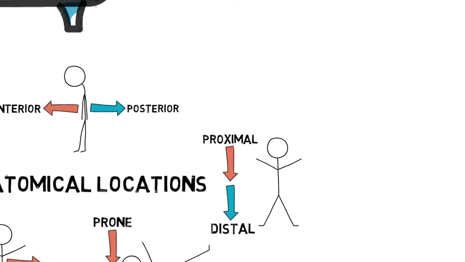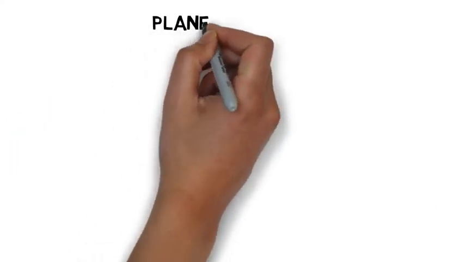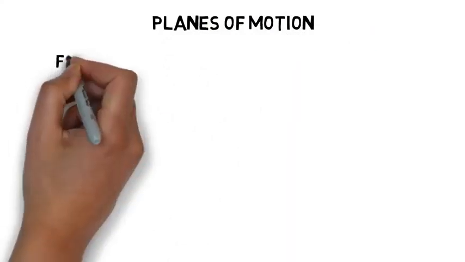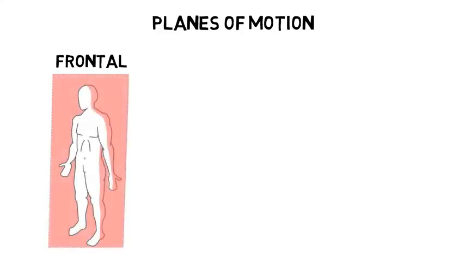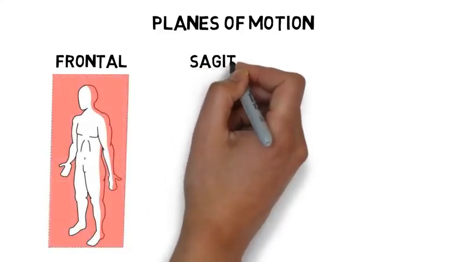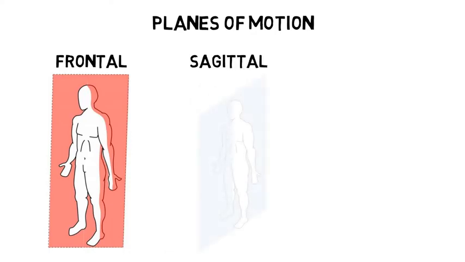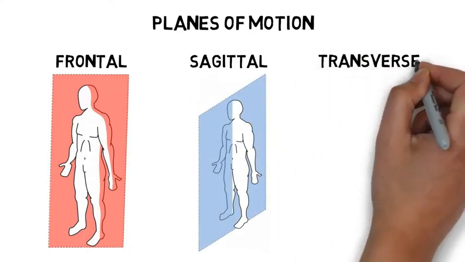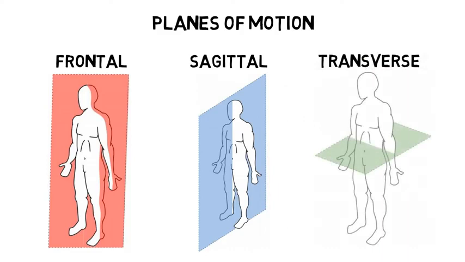We can describe all human movement in three imaginary planes that all pass through the centre of the body. The frontal plane creates front and back halves and includes movements such as a side lunge. The sagittal plane divides the body into left and right halves and includes movements such as running forward. And the transverse plane creates upper and lower halves and includes movements such as swinging a bat.